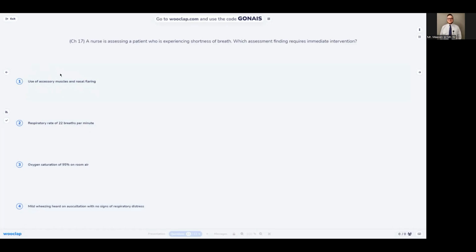Because this says dyspnea, this says difficulty breathing. The nasal flaring is where the nostrils flare out, and that's just our body's way of trying to move as much air as possible. That's all very concerning, much more concerning than mild wheezing at this time.